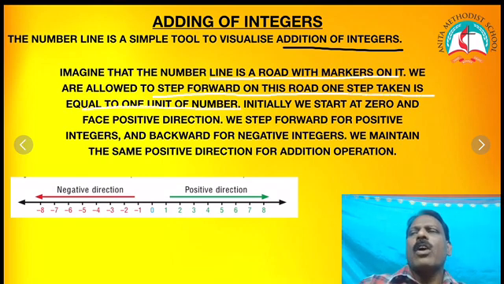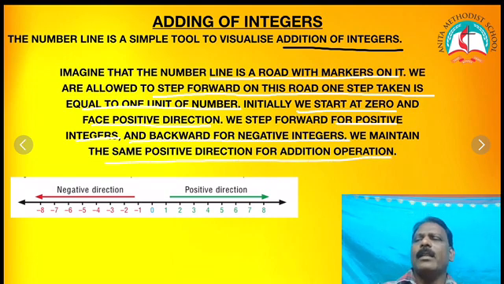Initially we start at 0 and face the positive direction. We step forward for positive integers and backward for negative integers. We maintain the same positive direction for the addition operation. See that number line. The 0 is in the middle. One side is given the positive direction, the opposite side is given the negative direction. Okay children?